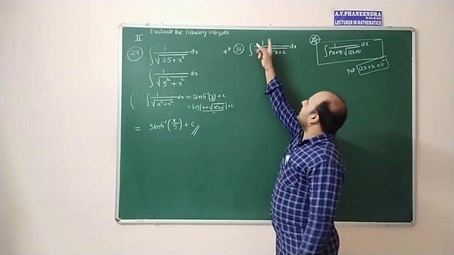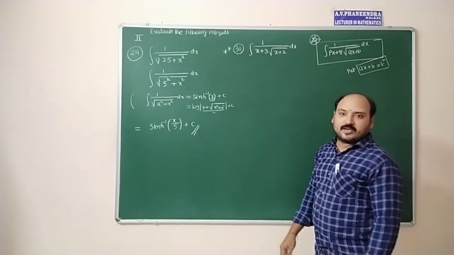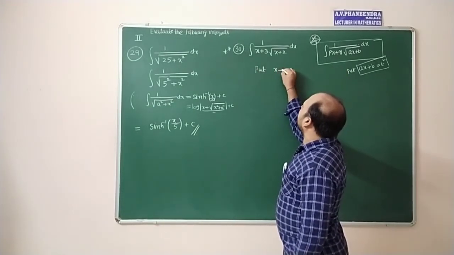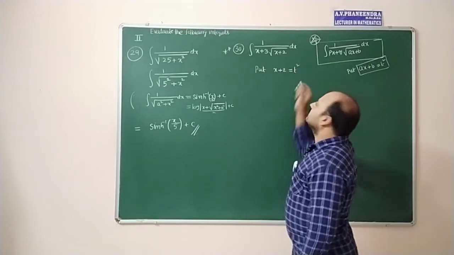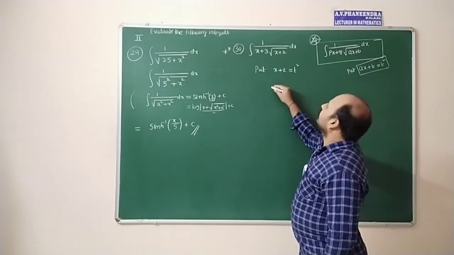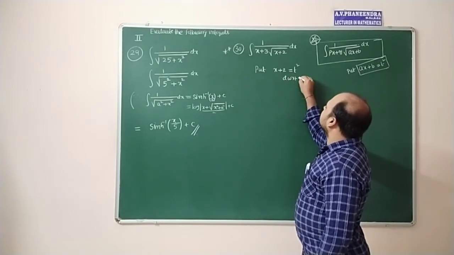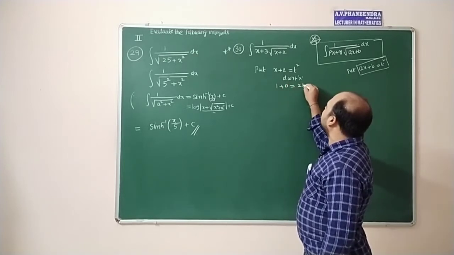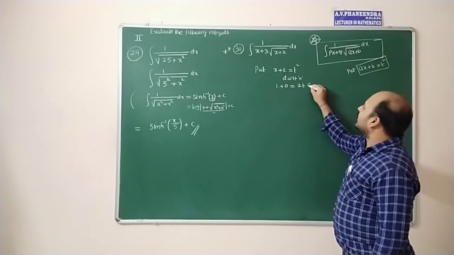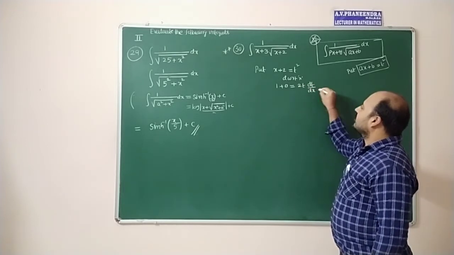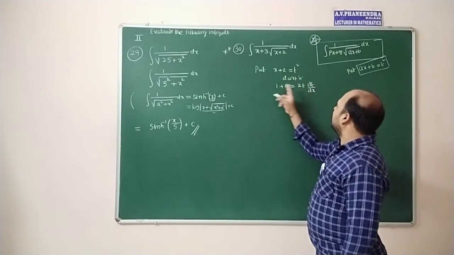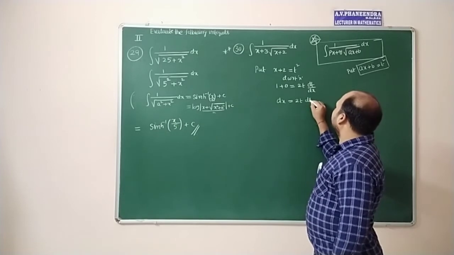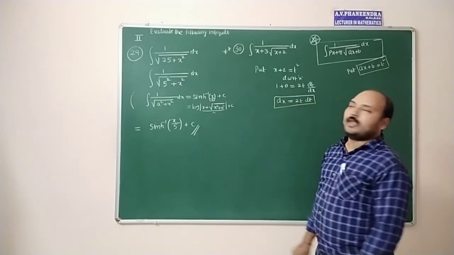Now come to here. Integral 1 by x plus 3 into square root of x plus 2 into dx. We can write it according to this procedure. Under root value, put x plus 2 equal to t square. Differentiate with respect to x. The derivative of x is 1, plus constant derivative 0, the derivative of t square is 2t, again t derivative with respect to x, dt by dx. But I want only dx here, so cross multiply: 1 into dx. dx is equal to 2t dt.